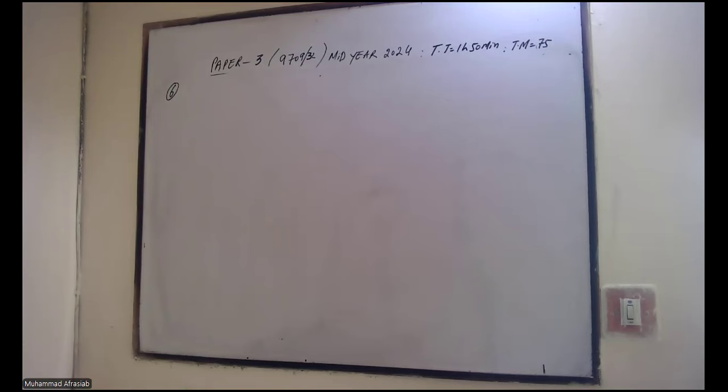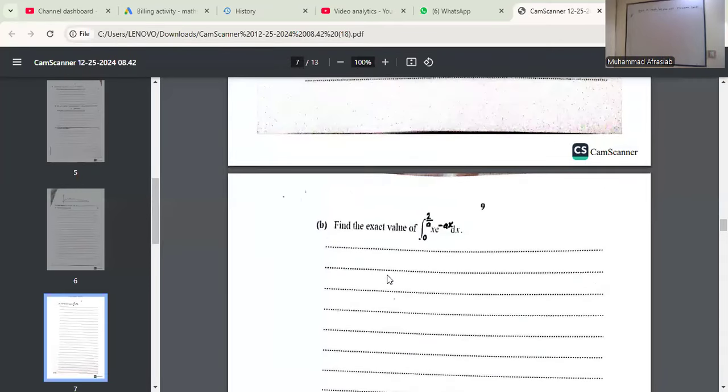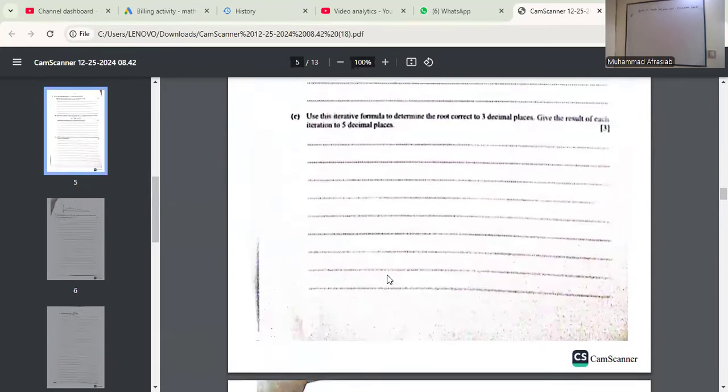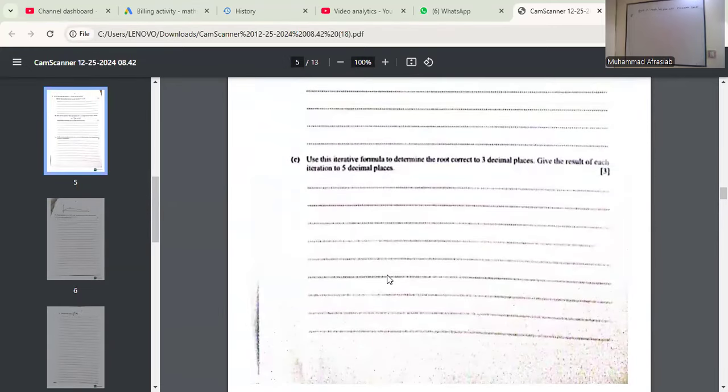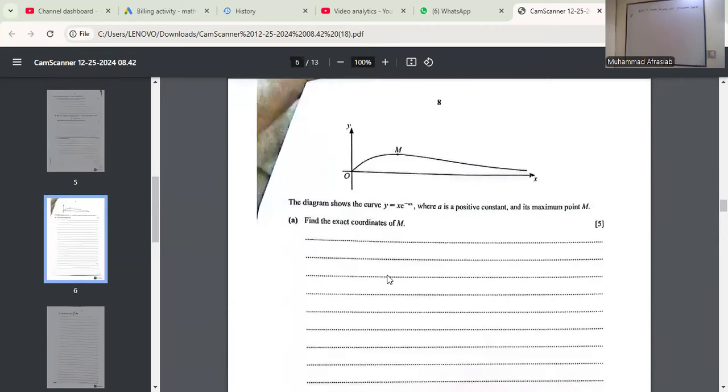Now we are starting question number 6 of this. The diagram shows a curve y is equal to x into e power minus ax, where a is a constant, and it has a maximum point M. Find the exact coordinates of M.